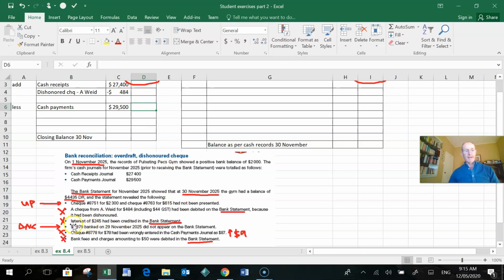We go down to the next X. Interest of $245 has been credited. So credited means it's making your bank account go up. So we need to add that into our interest. We need to add that in because that's going to increase your bank balance. Right? So there's your adjustments for your receipts. So we add those 3 up. So that's your new receipts total.